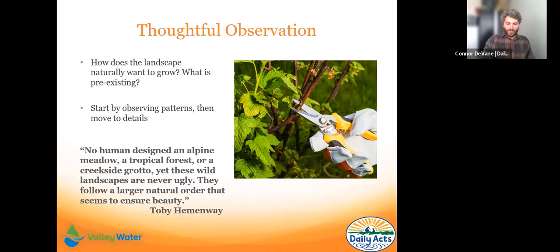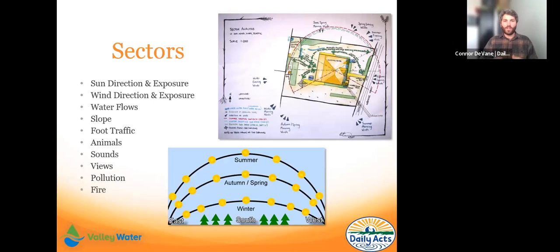So speaking of patterns, let's talk about what we call sectors. A sector is just a pattern that exists beyond your landscape. It starts outside your landscape, it moves through it. So we're talking about big scale macro stuff, like the sun direction and exposure at different times of year. Where does the sun set compared to your landscape in winter versus spring equinox or the summer solstice and so on? This will be really useful as you're deciding where to place plants that have different sun needs.